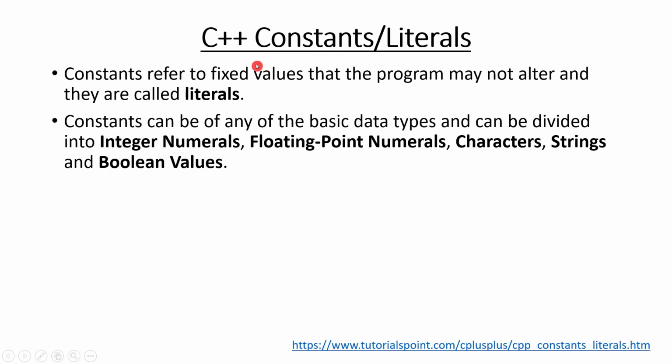Then we will see the C++ constants or literals. The constants refer to fixed values that the program may not alter, and they are called literals. So the constant values are called literals, and the constants can be of any of the basic data types and can be divided into integer numerals, floating point numerals, characters, strings, and the boolean values.